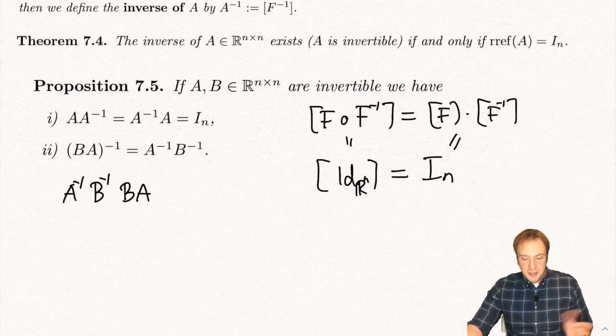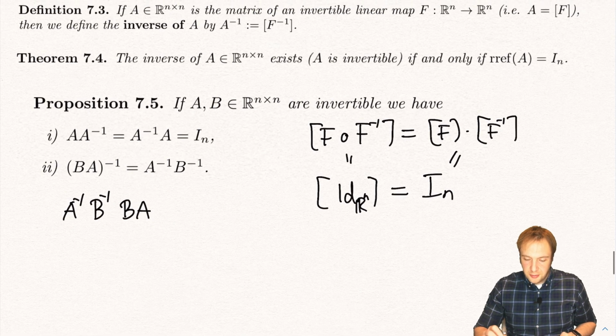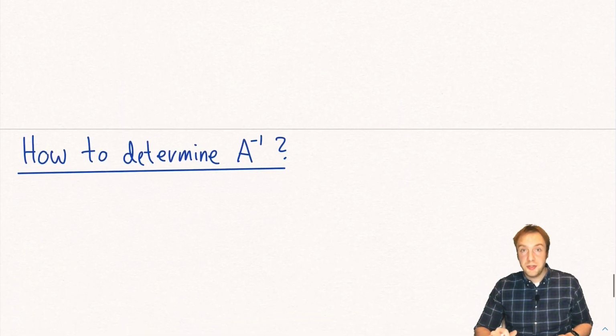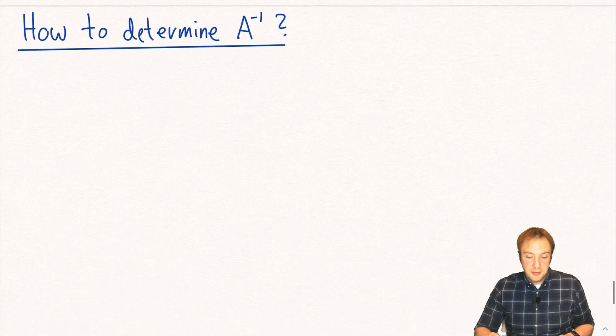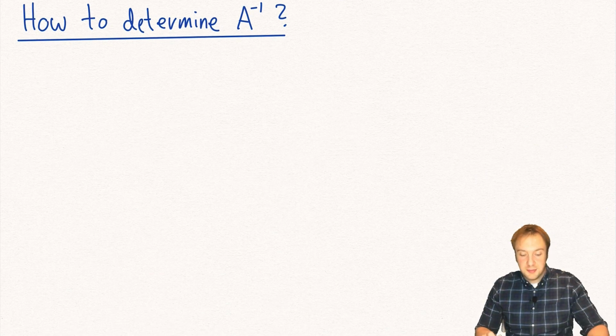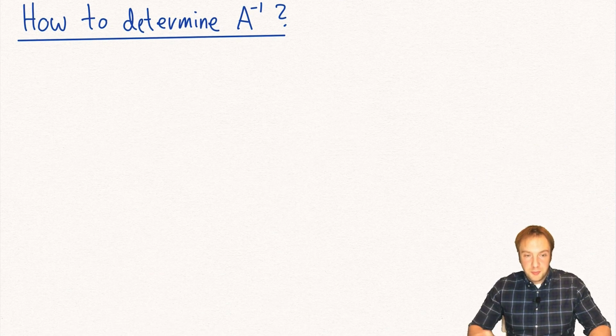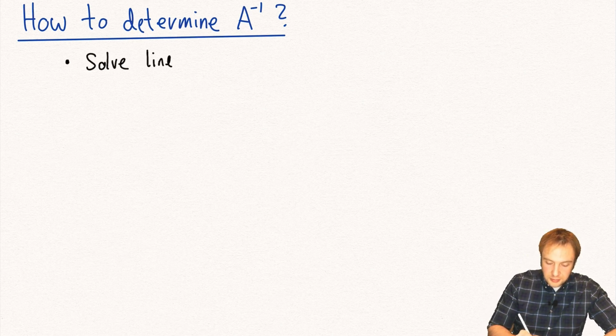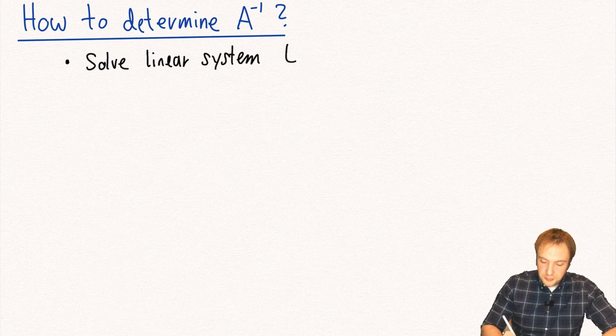Okay, and now, we saw one example, but in general the question is how can we actually determine the inverse of a matrix A. So one way would be to solve a linear system. This we did in example 13.